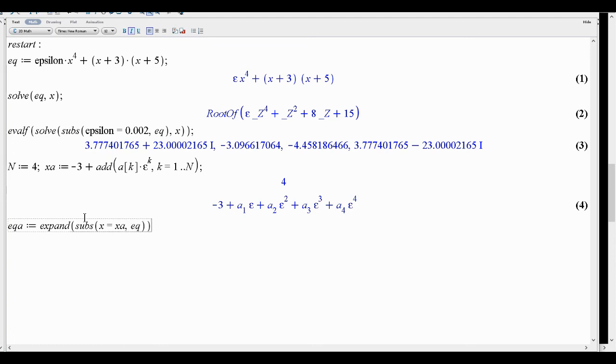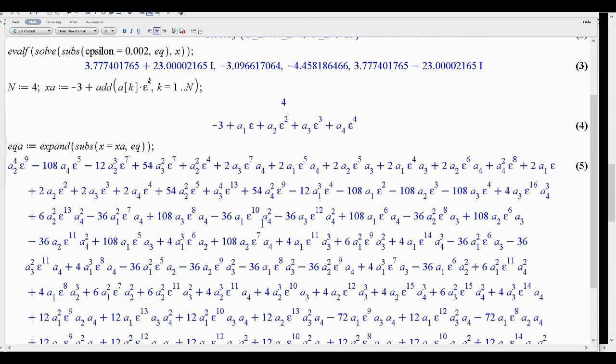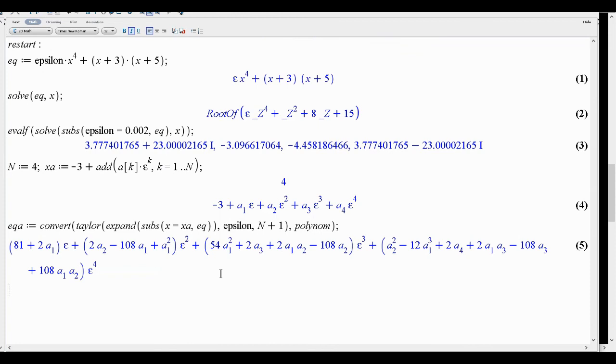This will give a terribly long expression. That is because it has got all those powers, epsilon to the power 11 and so on, which we have no reason to keep because we have kept terms only up to epsilon to the power 4. So what I will do is I will say convert Taylor, and then over here I will say for small epsilon, and I will say n plus 1, and I will say polynomial. Okay, so now it will give me a smaller expression, and you see the order 1 term is missing.